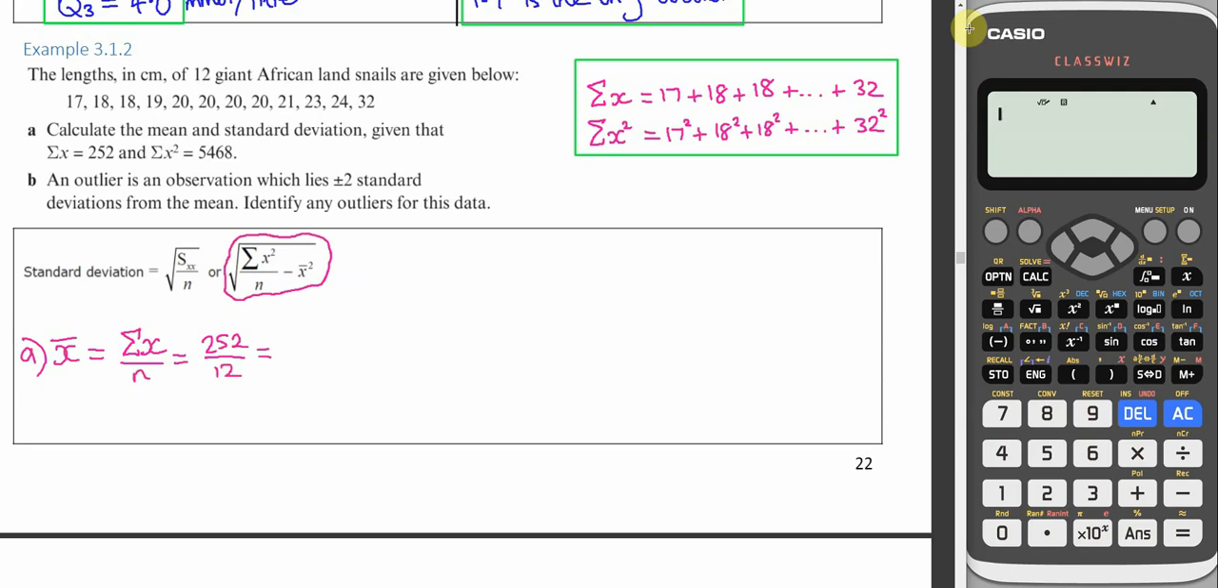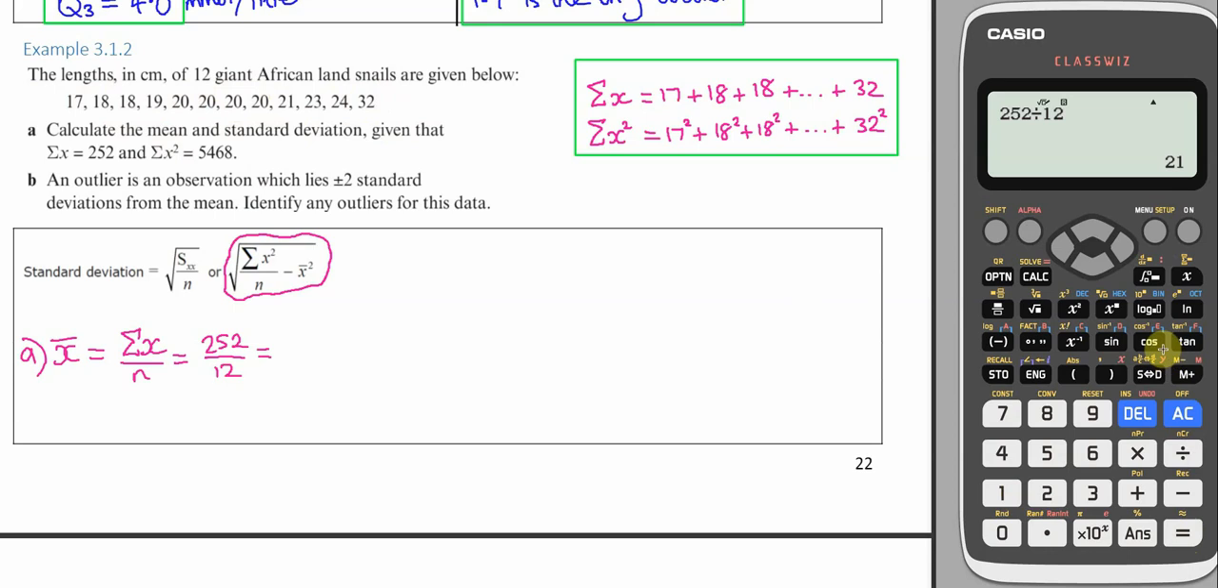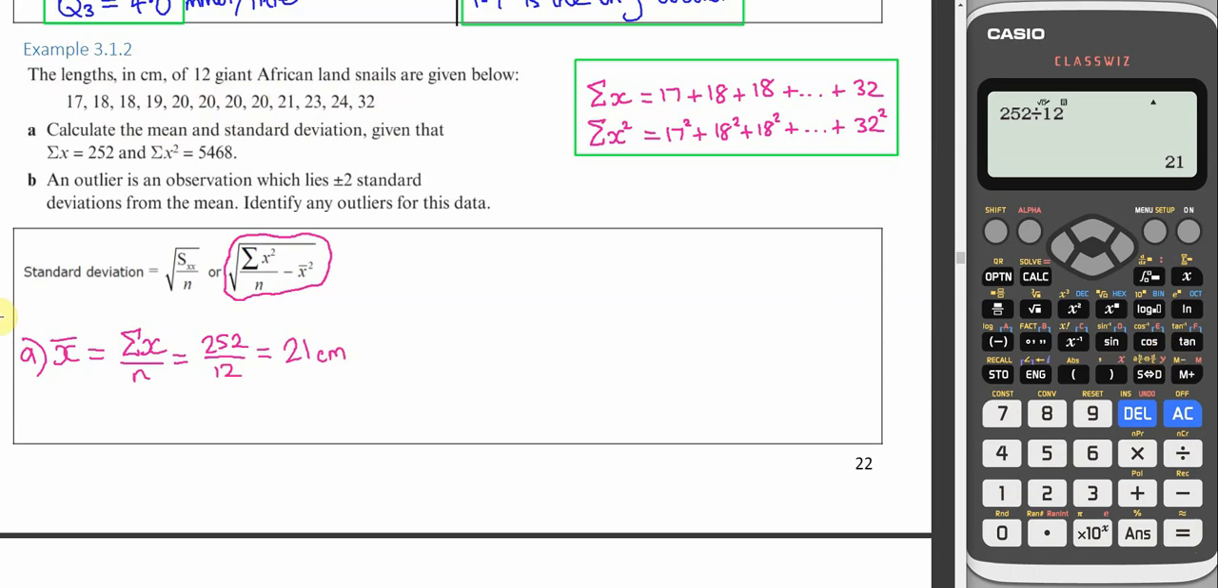And looking at the data, what are we expecting the mean to be? Well, I'd expect it to be a little bit bigger than 20. Notice there is this one value at the end, 32, that's a lot bigger than the rest. So 252 divided by 12, 21 seems a sensible answer. And the units are centimeters. So there we go, that is the mean, x bar.